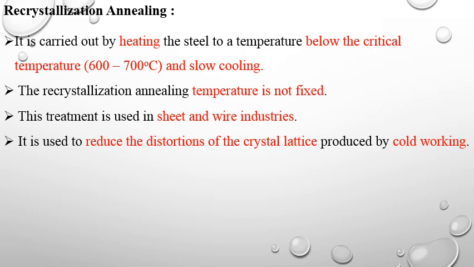Recrystallization annealing is carried out at a temperature of 600 to 700 degrees centigrade, below the critical temperature, followed by slow cooling. The temperature is not fixed for this treatment, which is used in the sheet and wire industries. It is used to reduce the dislocations of the crystal lattice produced by cold working.